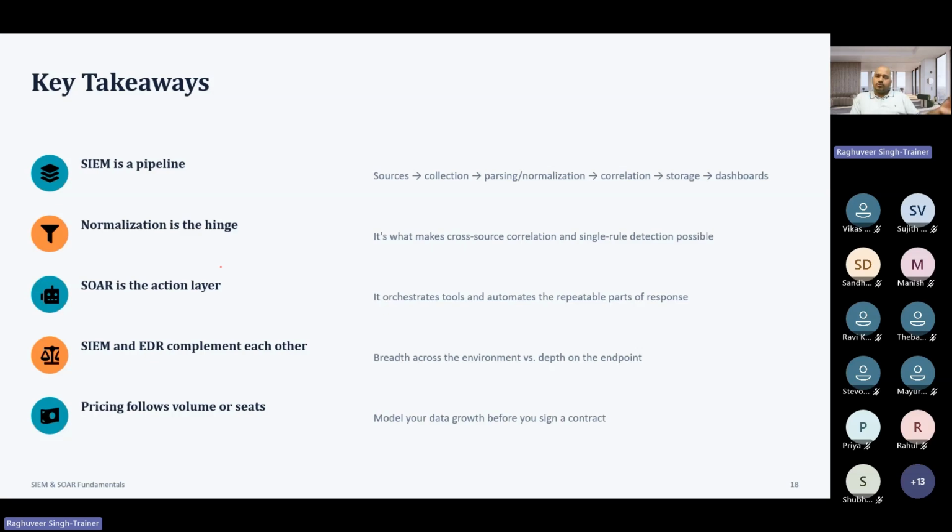Gartner has rated CrowdStrike Security as a leader for the 7th year in a row. For the last 7 years, CrowdStrike has been a leader when it comes to endpoint detection and response. And when it comes to SIEM and SOAR, CrowdStrike is also part of the leaders quadrant. However, it is not the number one solution, because at number one, there are still other solutions which lead the chart. So that's about CrowdStrike, and that's about SIEM and SOAR fundamentals.